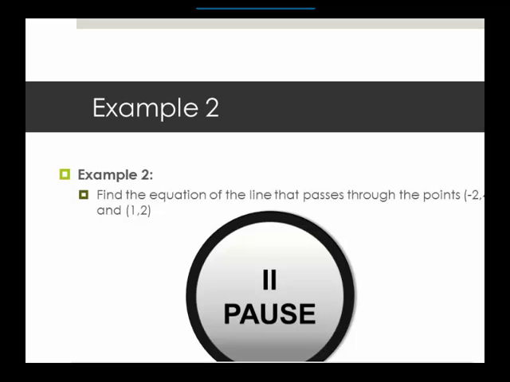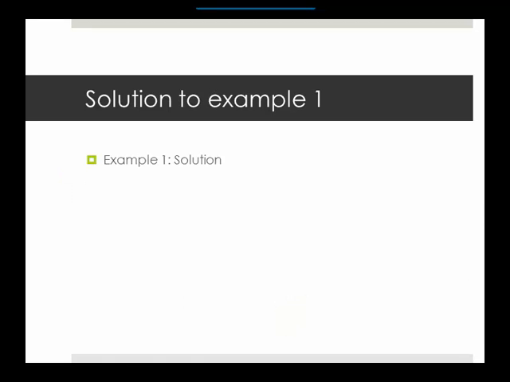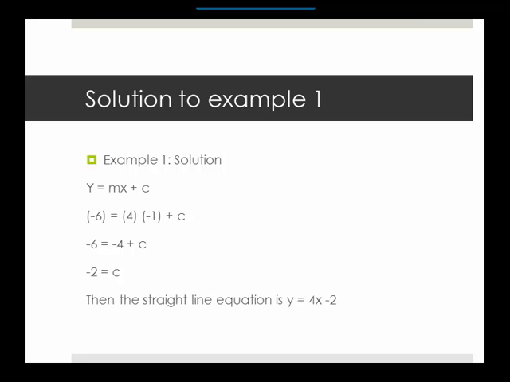Let us look at the solution to this example. We know that the straight line equation is y equals mx plus c. We also know that y is equal to -6 and x is equal to -1. And we are also given m equal to 4. So we put these values into the equation and then solve for c. We find that c is equal to -2. Now that we know c, we must convert back to the straight line equation of y equals mx plus c. And therefore, in our example, y is equal to 4x minus 2.